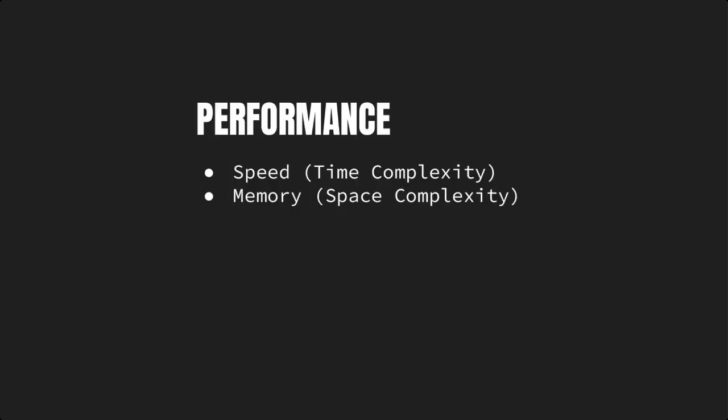Now let's talk about performance. We always need to know the time complexity or speed and the space complexity or memory. Time complexity tells you how the running time of an algorithm grows as the input size increases. In this case, the time complexity is O(max(n, m)), where n and m are the lengths of the two input linked lists. So what does this mean?